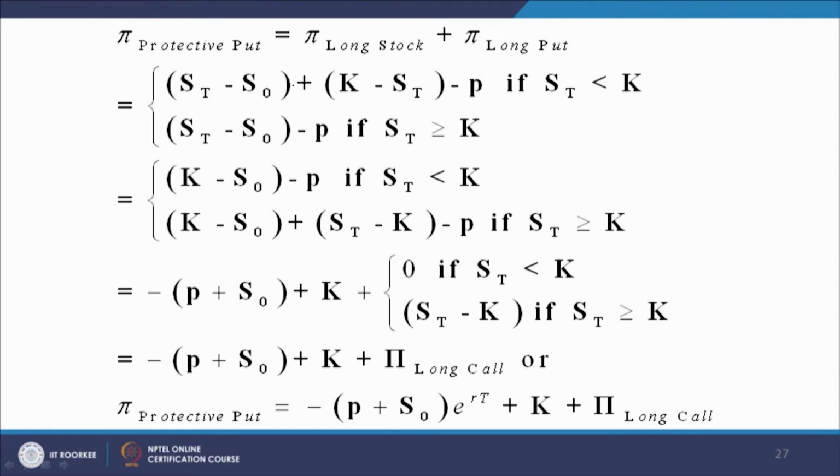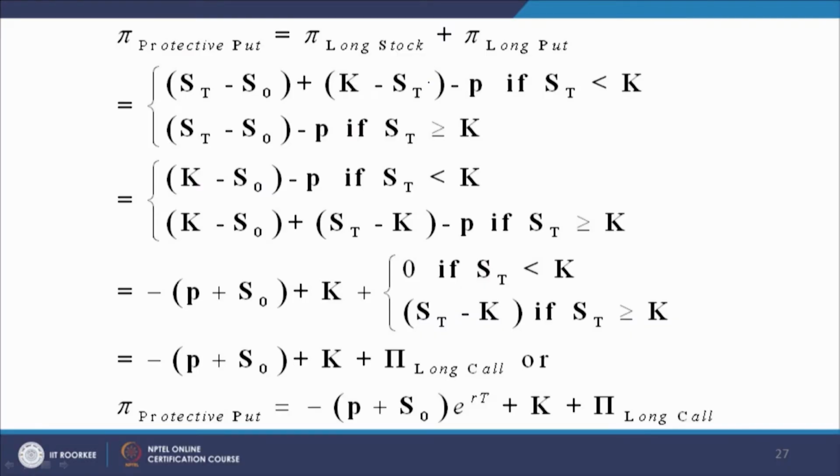As far as the payoff and profit functions are concerned, it is pretty similar to what we did for the long call. The profit of a protective put is equal to profit from a long stock and profit from a long put. Long stock gives you ST minus S0 irrespective of whether ST is less than K or ST is greater than K, and this long put gives you what?